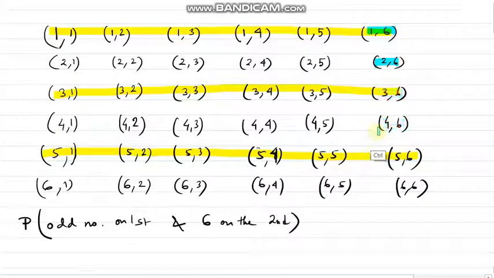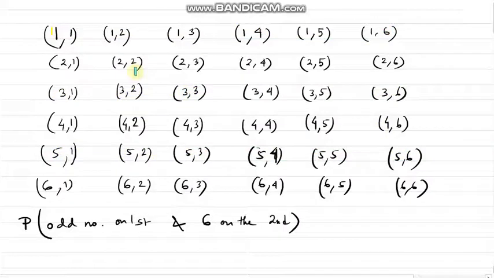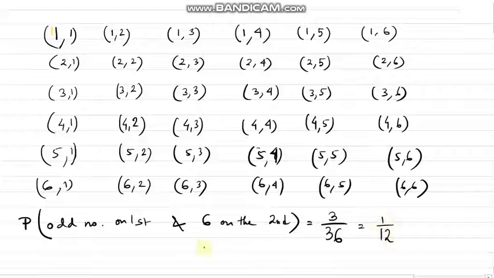So do you agree that for an odd number on the first die and 6 on the second die, the probability will be only 3 divided by 36, which is 1 divided by 12.